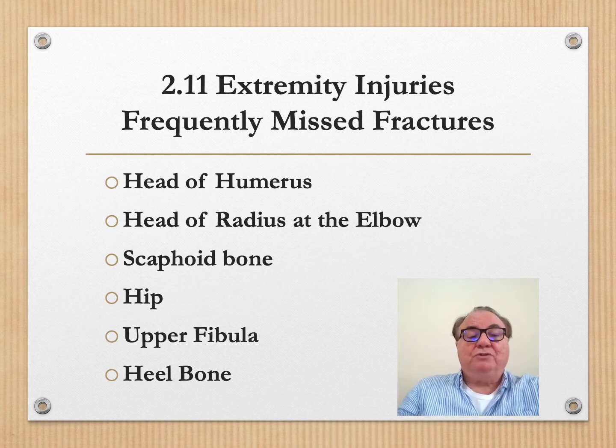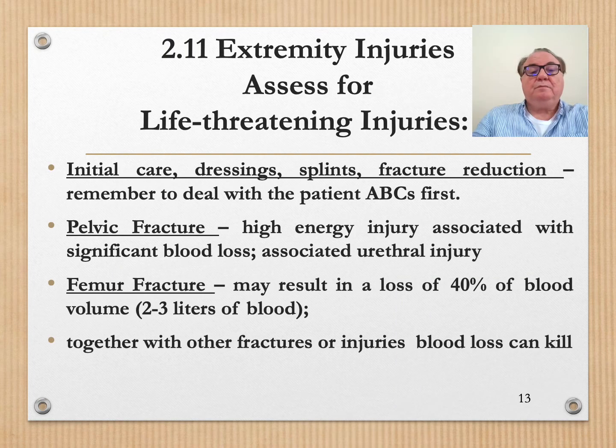Frequently missed fractures: head of the humerus, head of the radius at the elbow, the scaphoid bone, hip, upper fibula, and heel bone. Assess for life-threatening injuries. You do your initial care, your dressings, your splints, your fractures, but remember to deal with the airway, breathing, and circulation first.